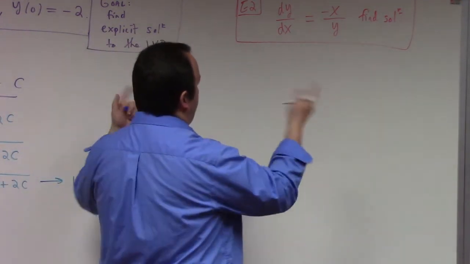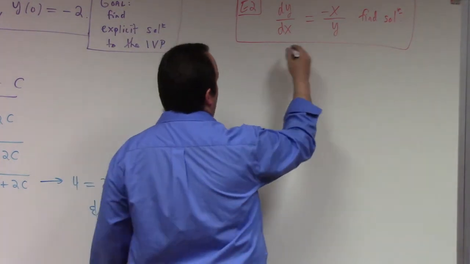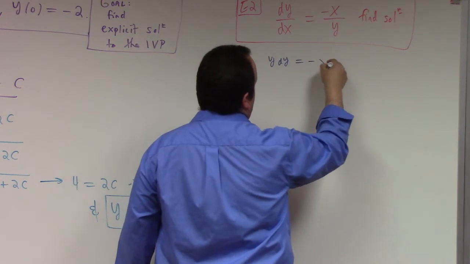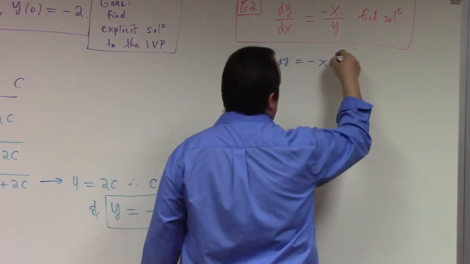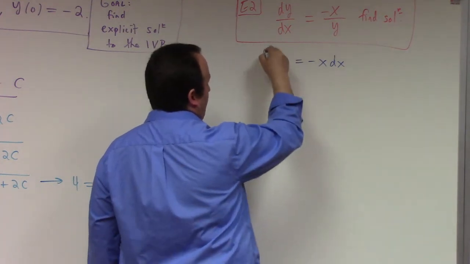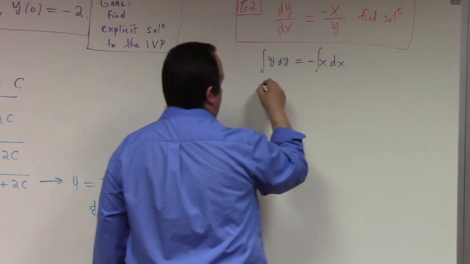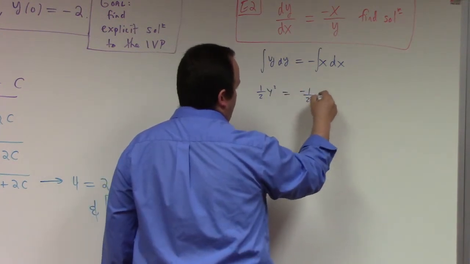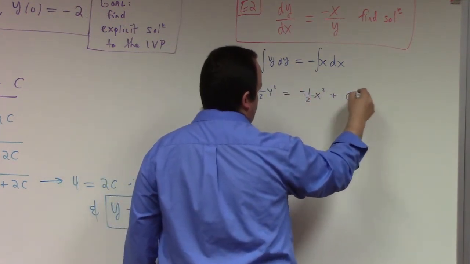All right, so is this separable? Yes. Separate variables. We get y dy equals minus x dx. Oh man, this marker again. Sorry, I got to go up. Next break, I'm going to go upstairs and get some better markers. Separate, integrate. We get 1/2 y squared equals minus 1/2 x squared plus a constant, right?